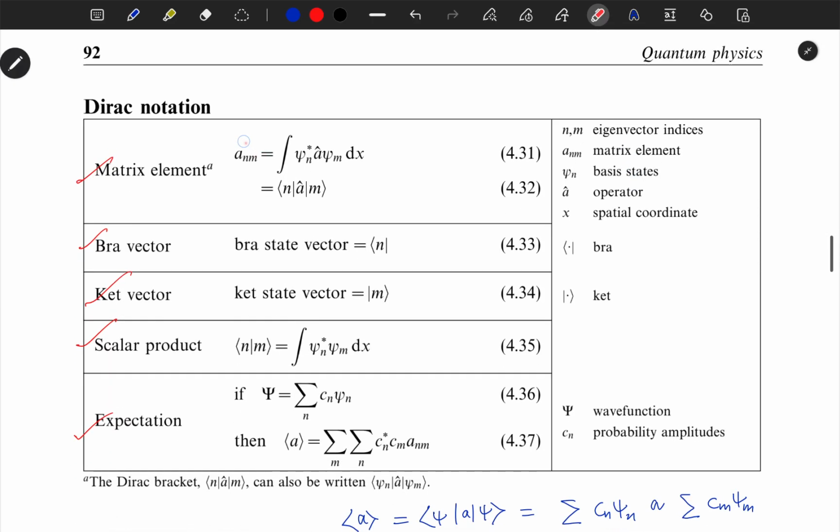Dirac notation: A mn equal to just bra of n, A, ket m. Sorry, ket m, A, bra n. So this is the bra notation and this is the ket notation, and the scalar product is simply the integral of psi n star psi m over all x.